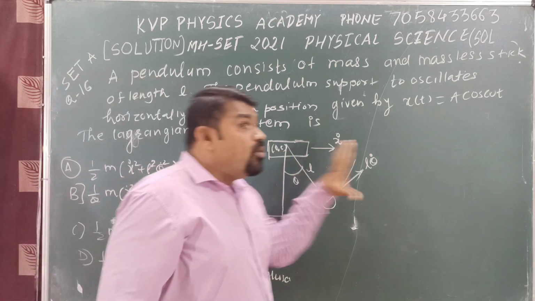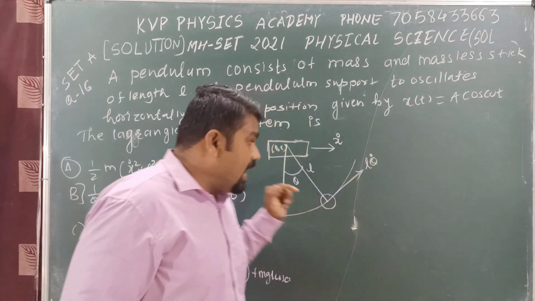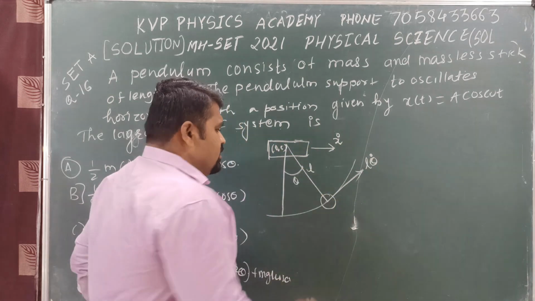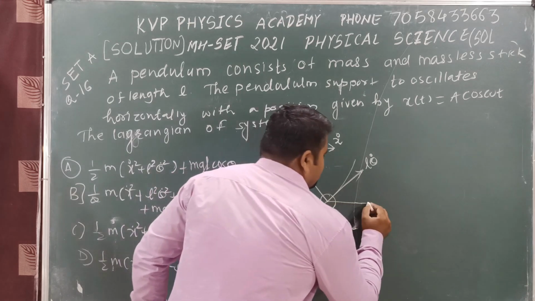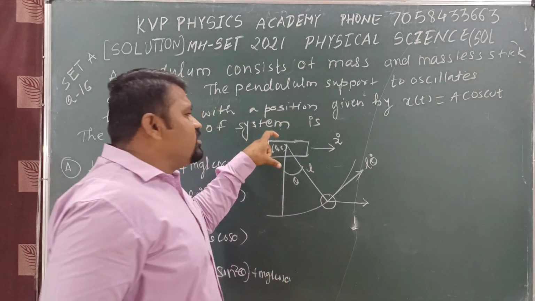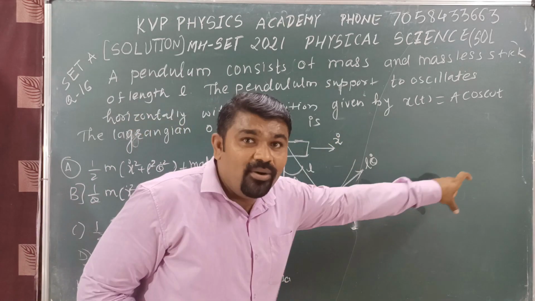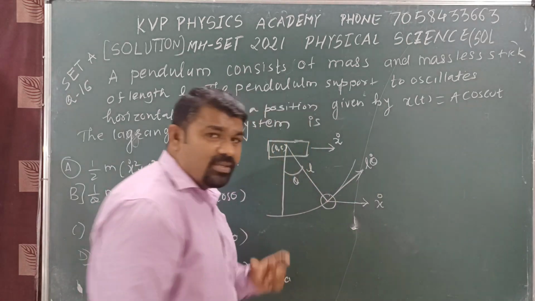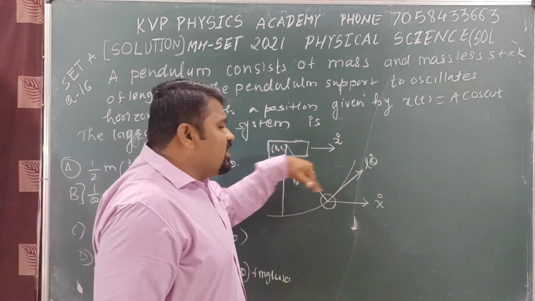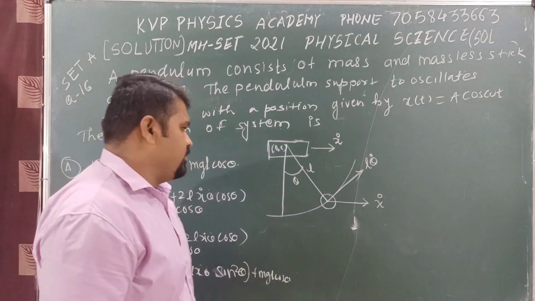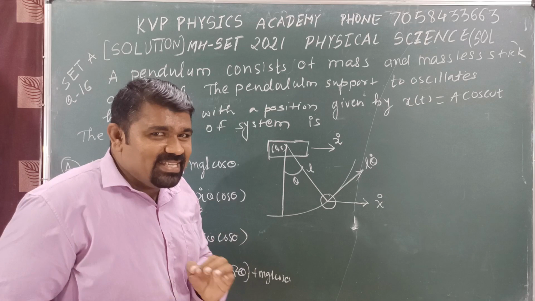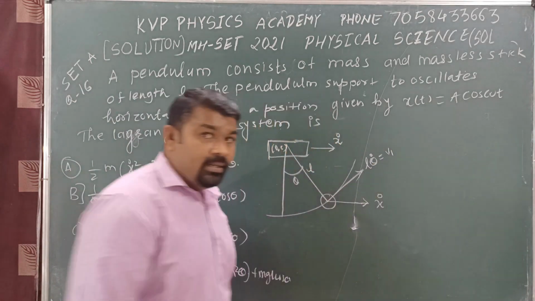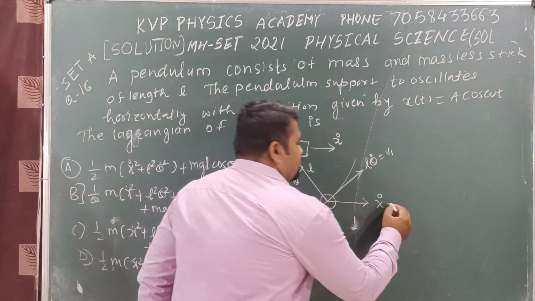But the support is in motion. So here another velocity acts. Which one? The support velocity. In which direction? This direction. How much is the velocity of this support? The same velocity acts horizontally. This is equal to x dot. This is L theta dot, and this one is x dot. Got it? Now, the important thing is that this is the velocity V1 and, because of the support, V2.